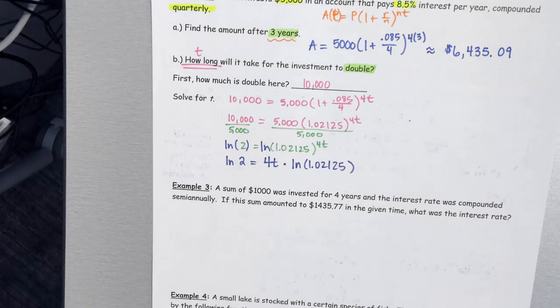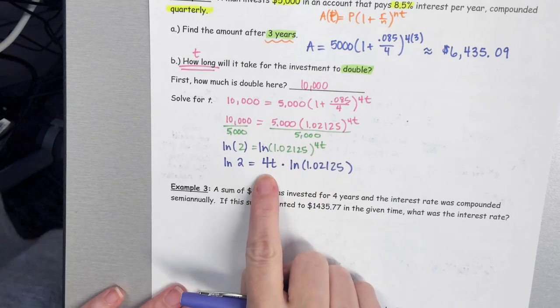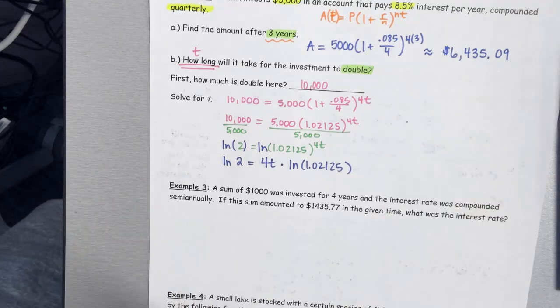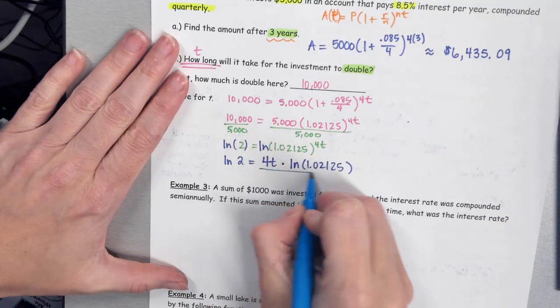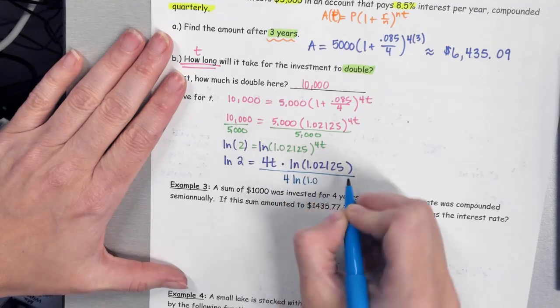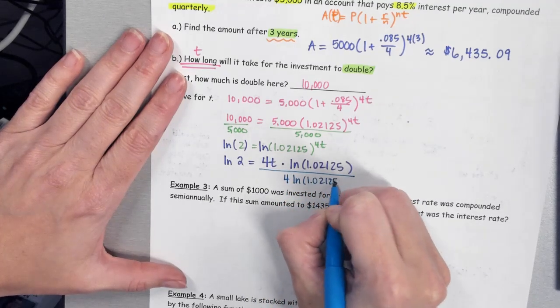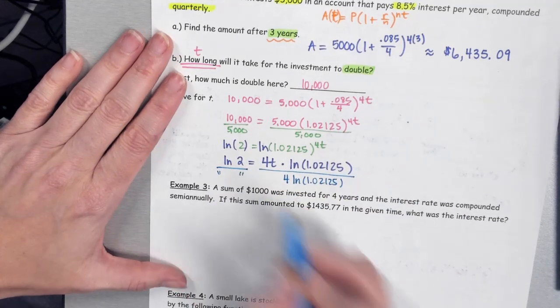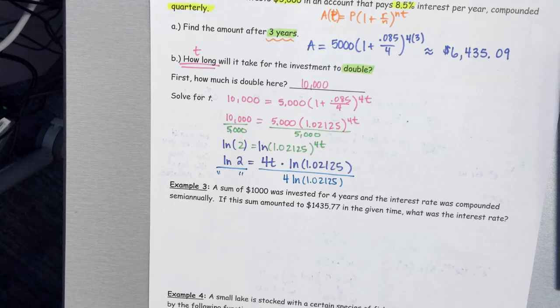So when you take the natural log, the exponent is going to come down in front, and then your last step is just going to be to divide. So you want to divide by 4 natural log of 1.02125. Then you'll be left with t. Okay, and we're going to divide by the same thing on this side, okay?